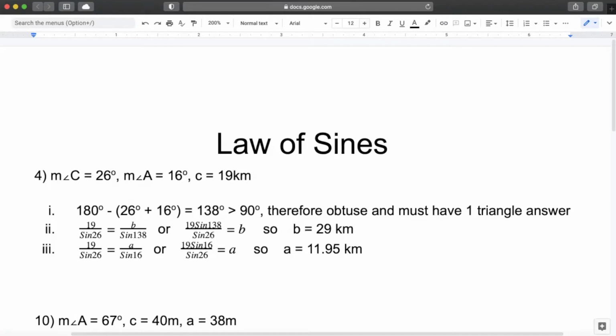Then we can use the law of sines to find both side B and A, and this just goes off the pattern of C over sine C equals the unknown B over sine B. And so we can cancel out sine B on this side to give us the unknown B all alone, and multiply sine B on this side as well to balance the equation. And so doing the math, we get B equals 29 kilometers, and repeating the process for A, we get side A equals 11.95 kilometers.